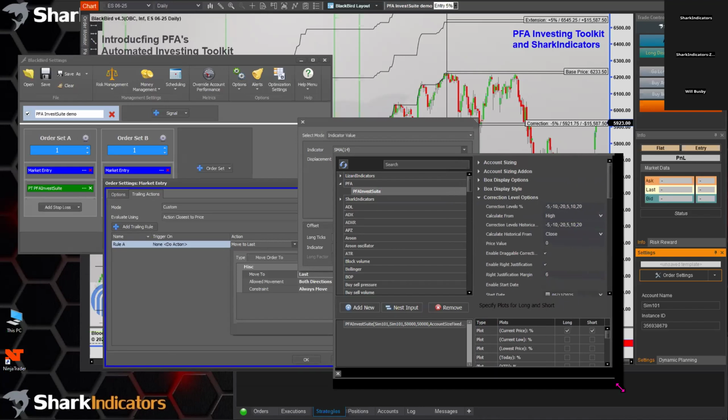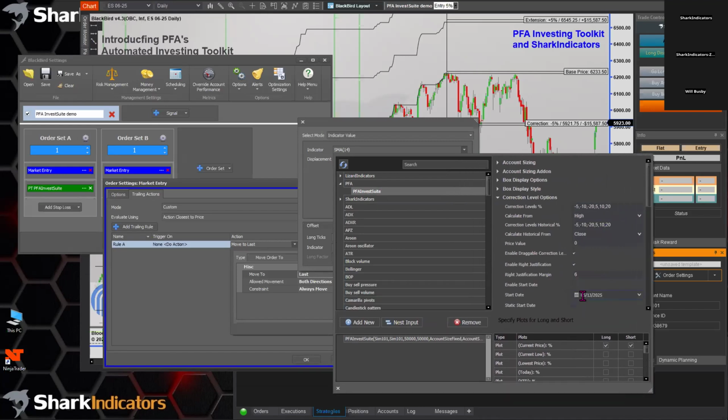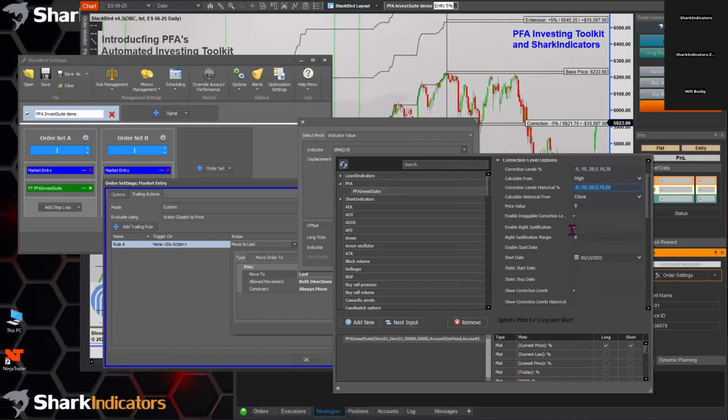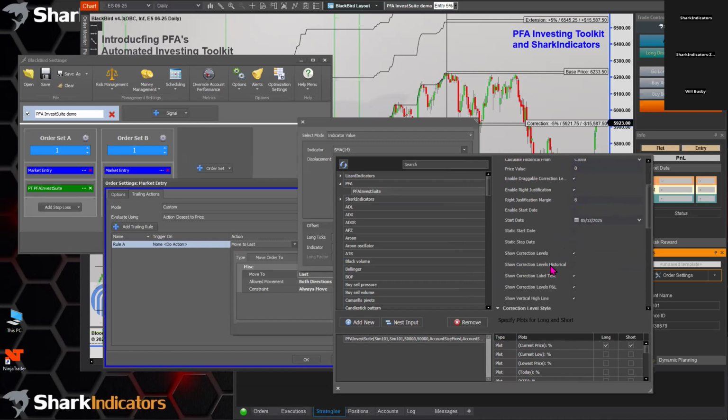Again, I'm going to open this up a little bit here. And once again, if you're using custom levels there, I'm starting to sound like a broken record, but I think you guys are getting the point. And there we go. There's our historical levels. That's on. And now we can scroll down to the list of plots. And there's our negative 10%. So let's check that.